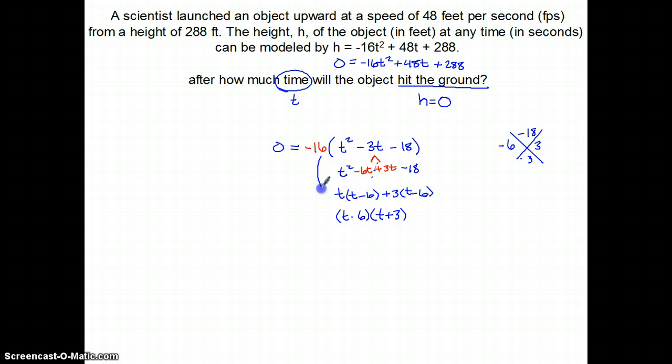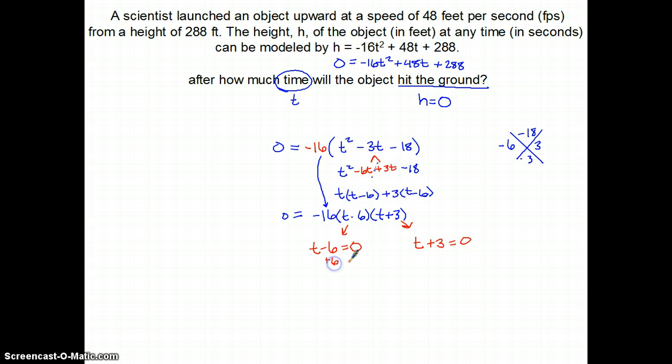Don't forget, we still have that negative 16 on the front that must be carried down. And all of this is equal to 0. Now that we've factored completely, we take each factor containing a t and set it equal to 0. So one factor containing a t would be this t minus 6, so I'm going to write an equation where t minus 6 equals 0. And my other factor containing a t is this t plus 3, so I write an equation where t plus 3 is equal to 0.